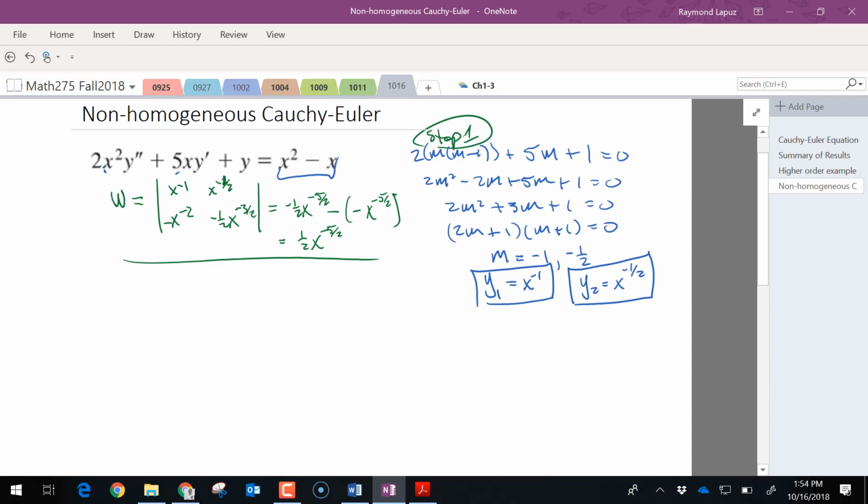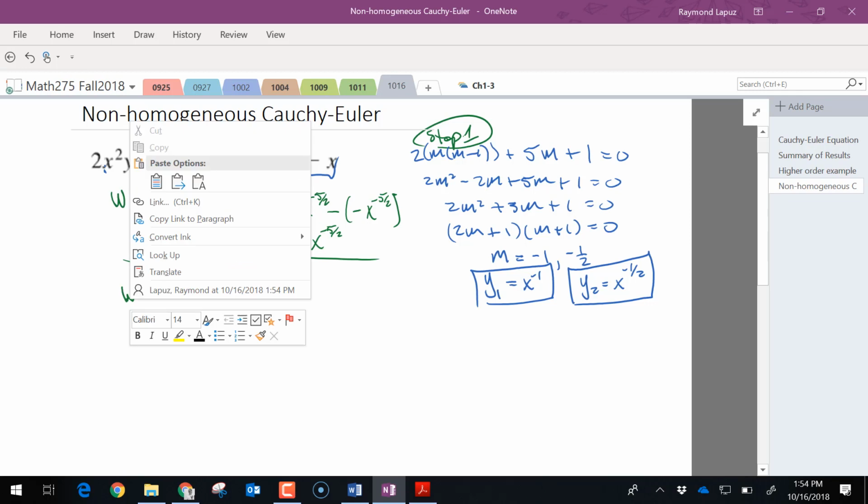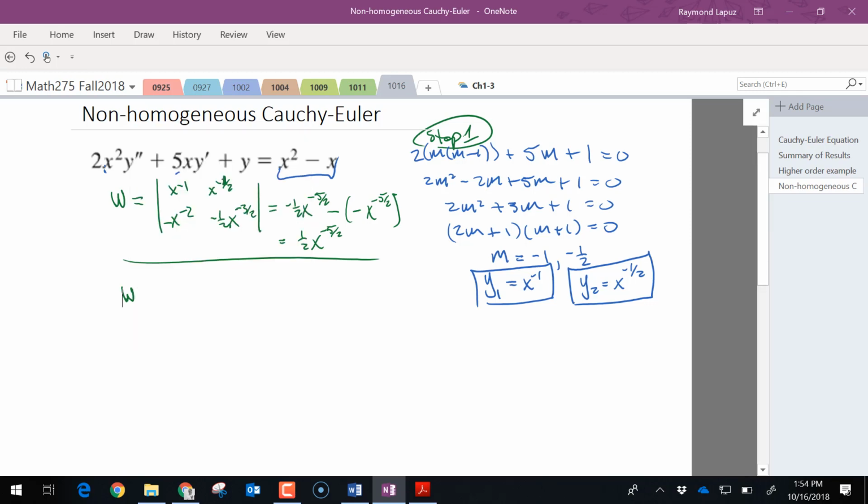Okay. So now I need to find my W1. So remember that W1 replaces the first column with 0 and your output, your g of x. Oh, crap.